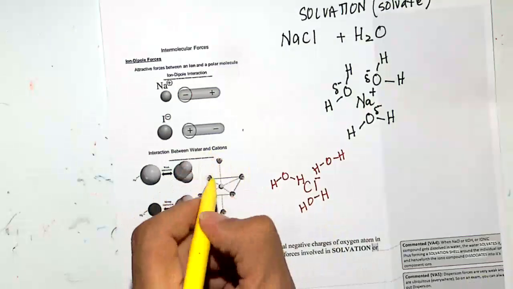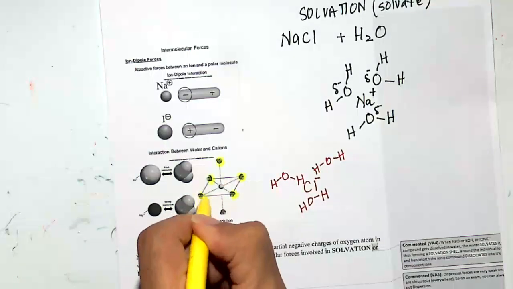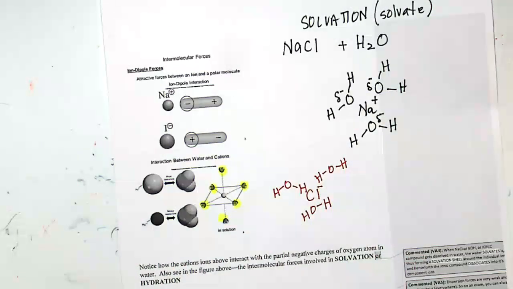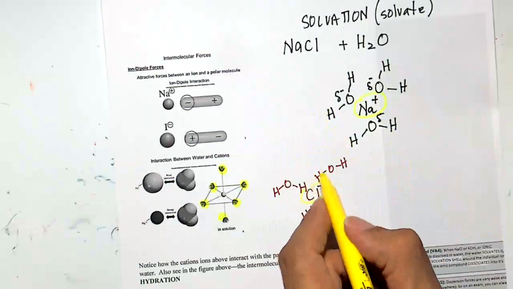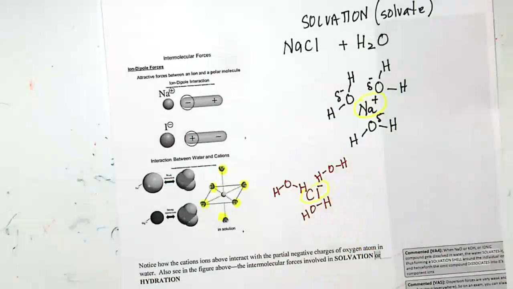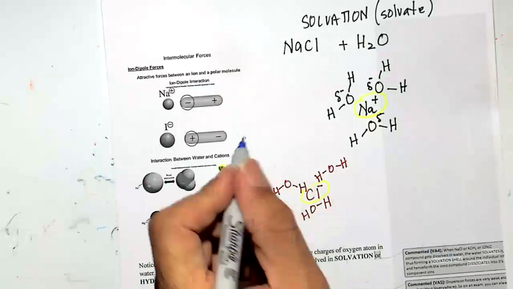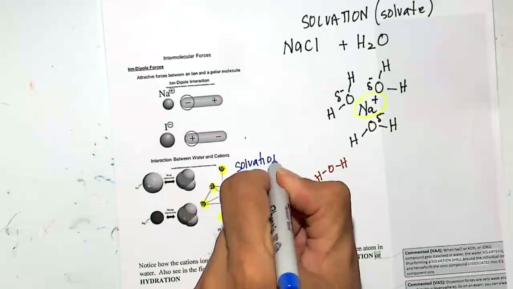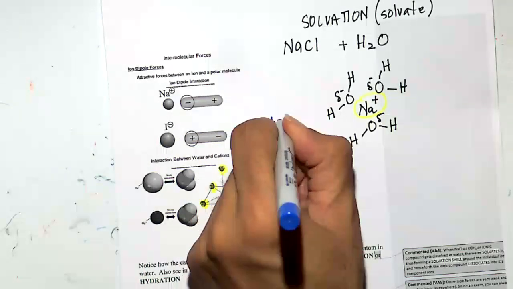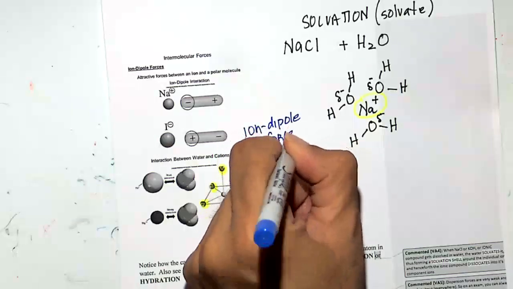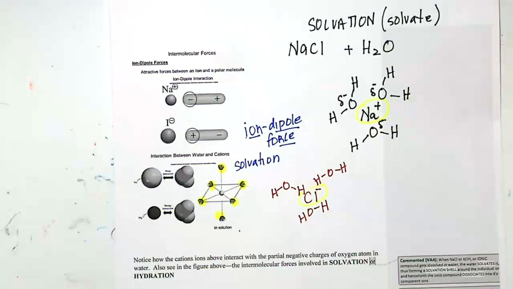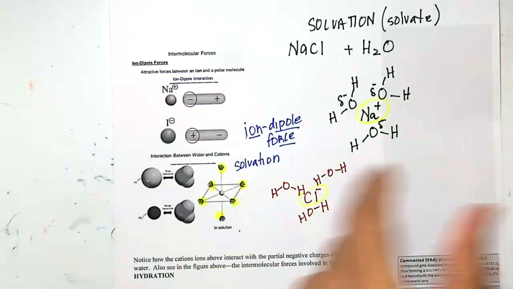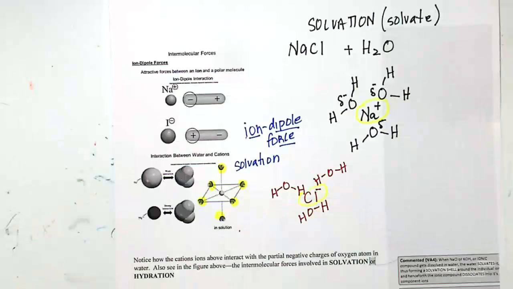So that's what you see over here. All the water molecules hydrate. They form a solvation shell around the full negative chloride ion and around the full positive sodium ion. This is called solvation, and that is an ion dipole force. It's not dipole, it's ion dipole. Dipole would be two dipoles attracting. Ion dipole is an ion interacting with a dipole, positive with a negative.